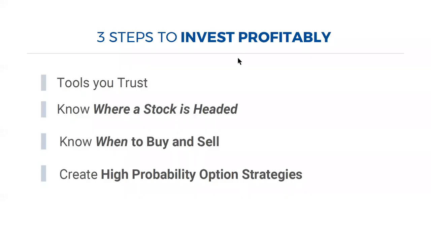Okay, so these are the three steps that we're going to be covering today. Tools. You've got to have some tools that you trust, getting to that education and confidence level where you need to be. You need to know where a stock is headed, and that we call a classic bull if it's headed up and a classic bear if it's headed down. You need to know how to identify those stocks and, to Don's point, not wait for too much confirmation. You want to know when to buy and sell. That seems to be a lot of people's biggest challenge. Don't know when to get in and when to get out. And we'll show you how to create high probability option strategies.